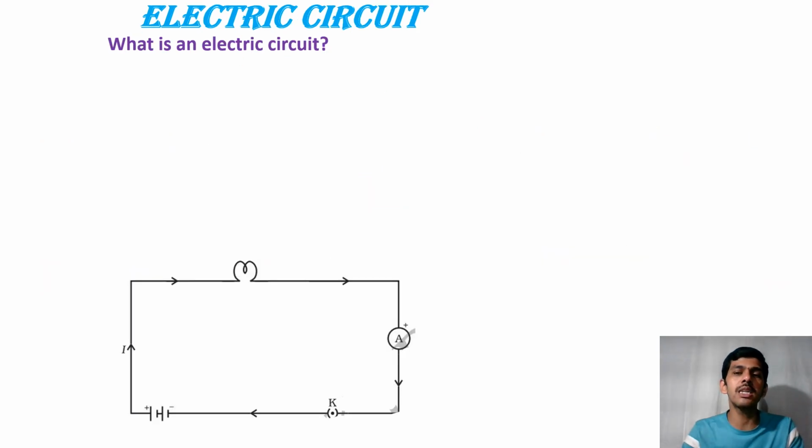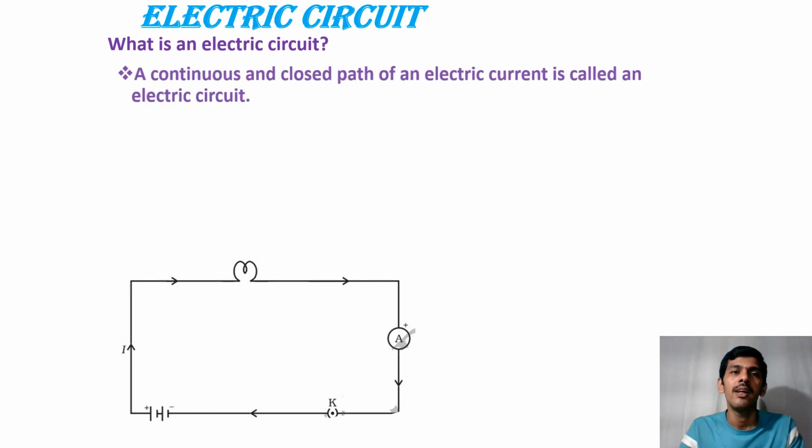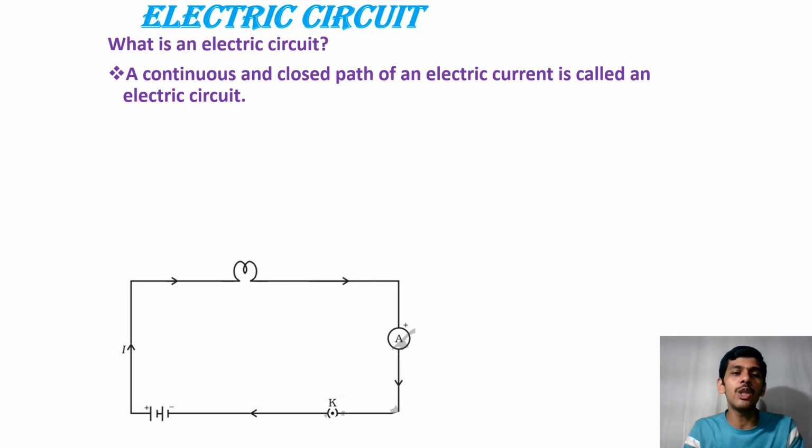The next topic which we have to discuss is, what is an electric circuit? The definition of an electric circuit is that it is a continuous and closed path. There are two conditions. Which are they? One, it should be a continuous path, and two, it should be a closed path of an electric current. That is called an electric circuit.